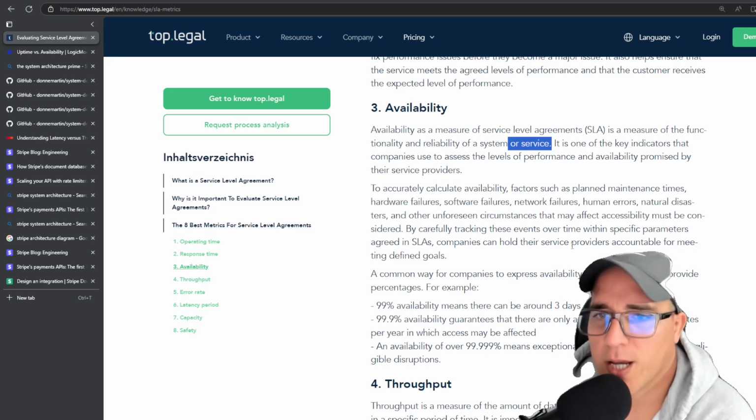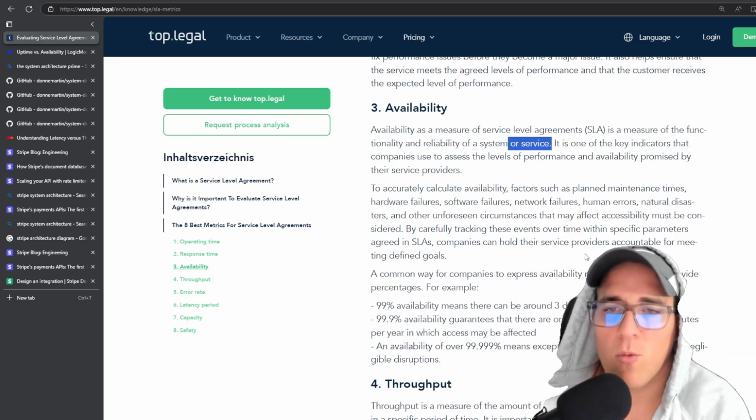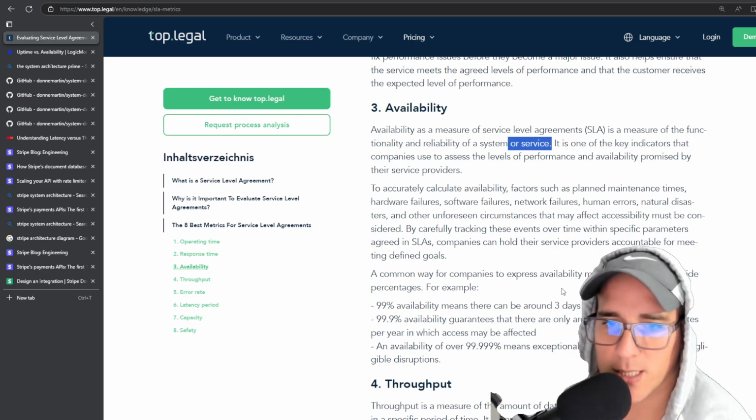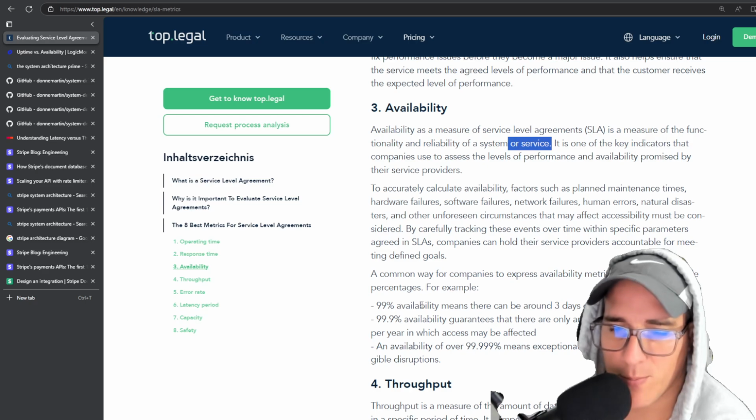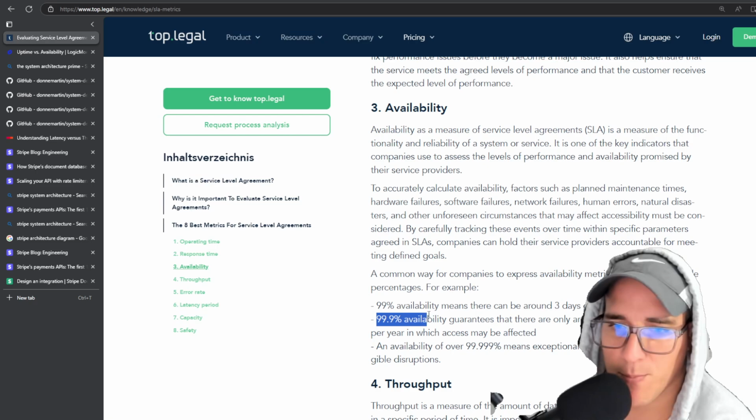By carefully tracking these events over time within specific parameters agreed in SLAs, companies can hold their service provider accountable for meeting defined goals. A common way for companies to express availability metrics in SLAs is to provide percentages. For example, 99% availability means there can be around 3 days of downtime.